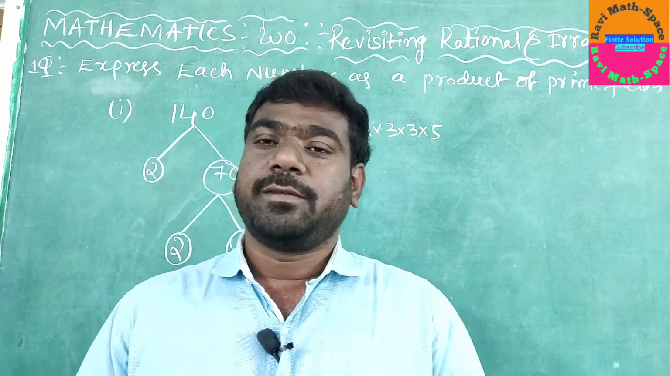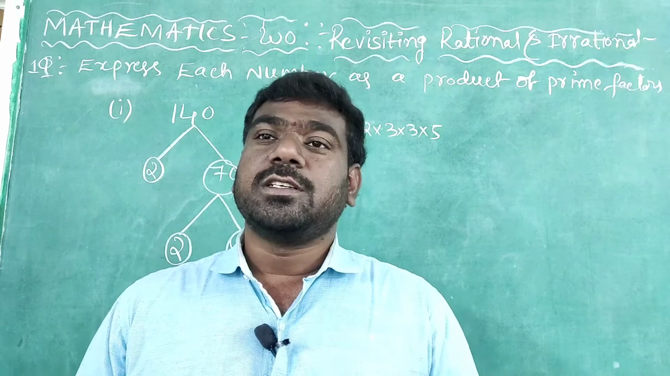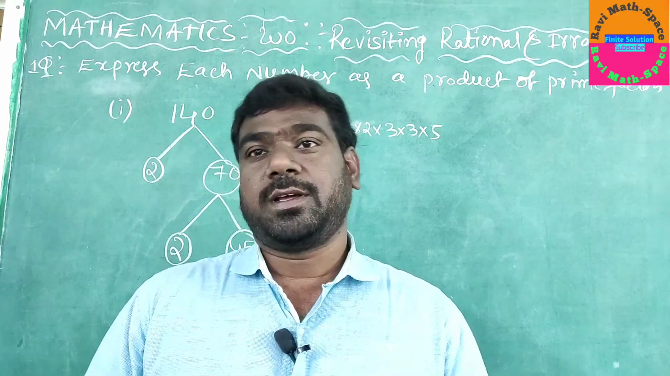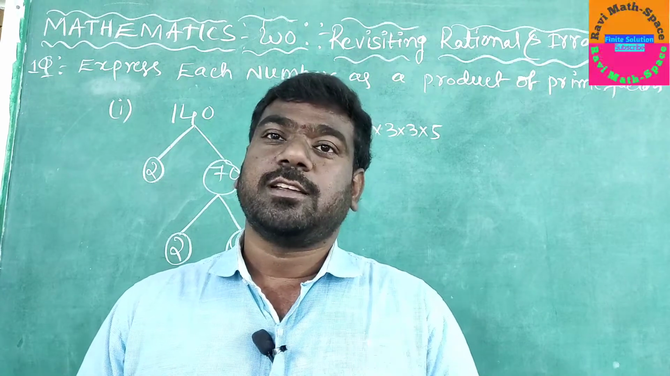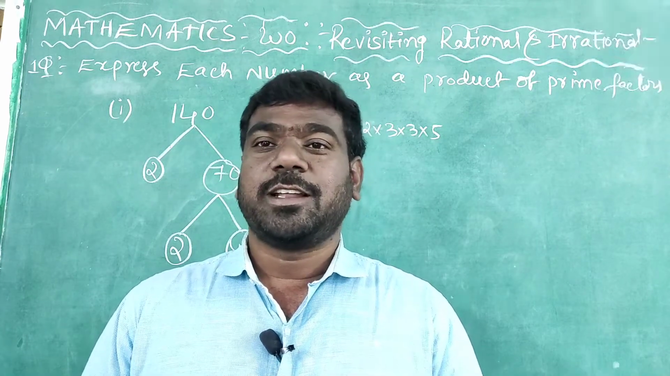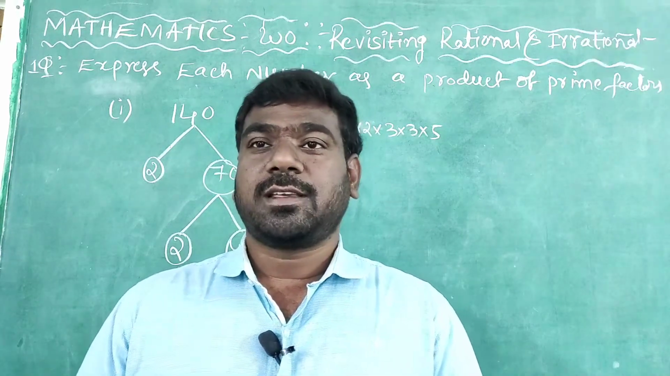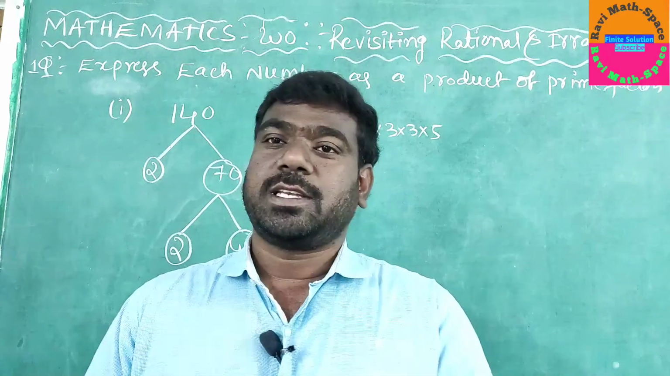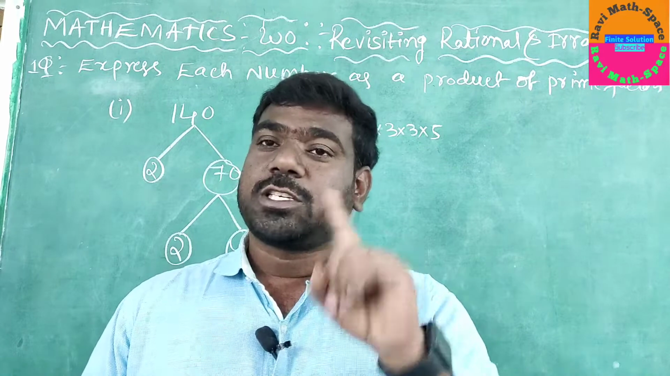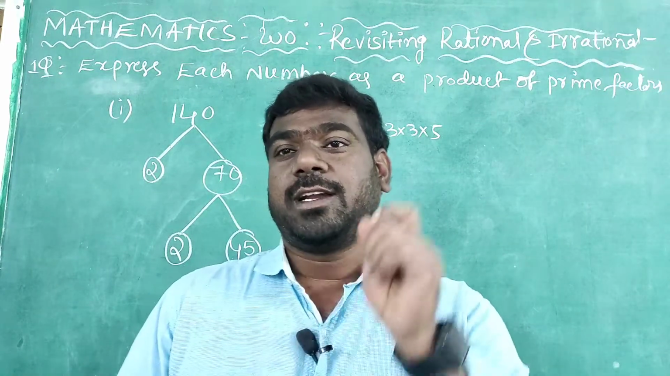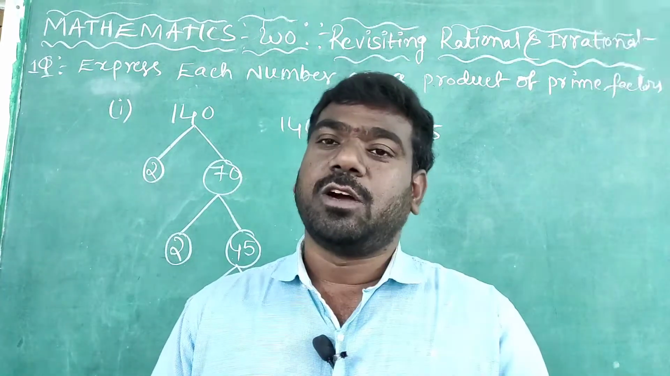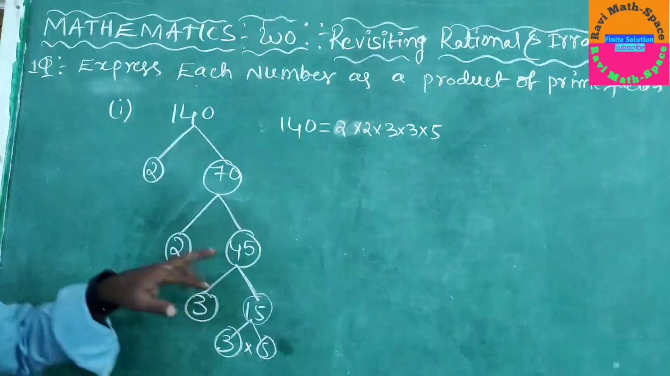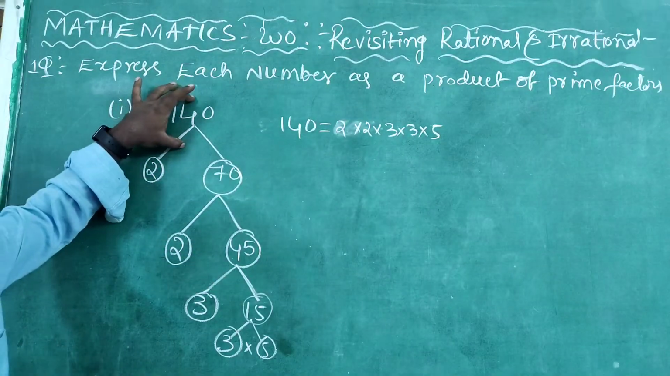Myself B. Ravi. Today we are going to learn and discuss topic 3 from the real number chapter, that is revisiting rational and irrational numbers. Before going to discuss the topic, in the previous video I made one small mistake in the first problem. You have to rectify that mistake. Once you see where I made the mistake, this is the problem 140.